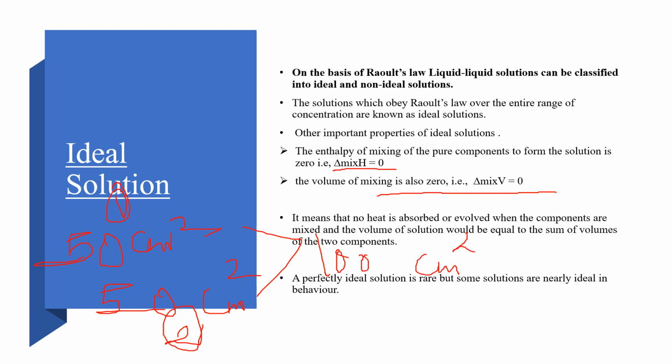It means when two liquids get mixed, the volume on mixing does not change. Such types of solutions are known as ideal solutions. Now, a perfectly ideal solution is rare, but some solutions are nearly ideal in their behavior. So this is all about ideal solutions.